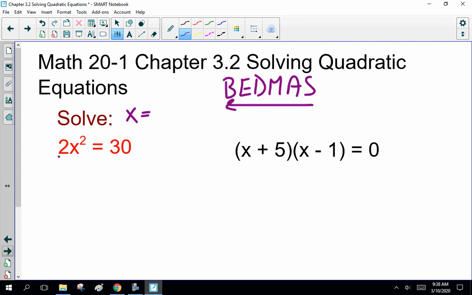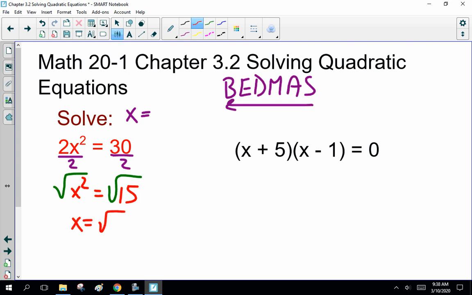So, easiest thing to do is divide by 2. X squared is 15. And then how do you get rid of a square? Square root both sides. And x is the square root of 15. And remember, leave it as the square root of 15, not 3 point something, or I will scream and throw things at you. More than normal.